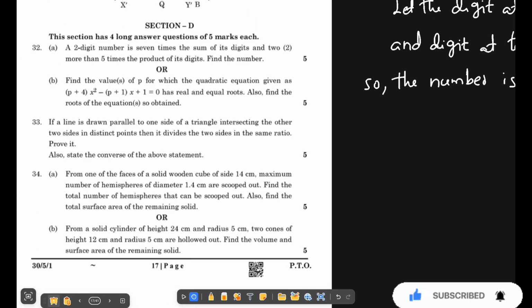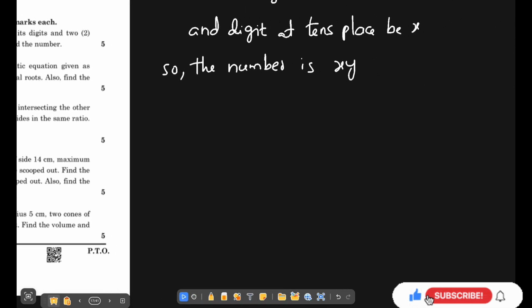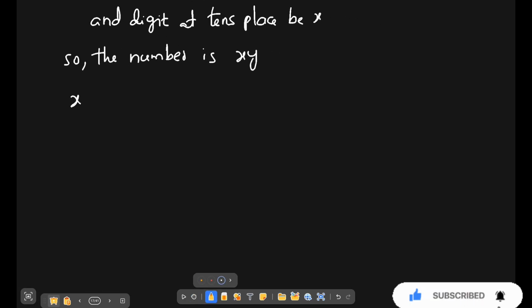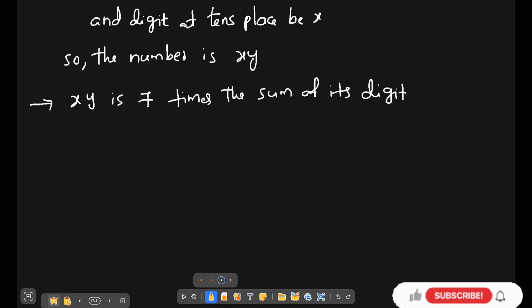It is given that this number is 7 times the sum of its digits. So the number is 7 times the sum of its digits. This first one, this xy is 7 times the sum of the digits. That means this xy will be equal to 7 times the sum of the digits, x plus y.